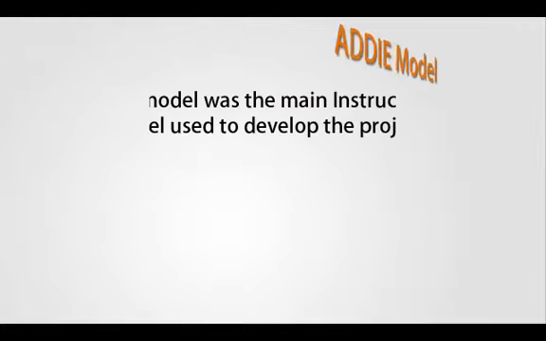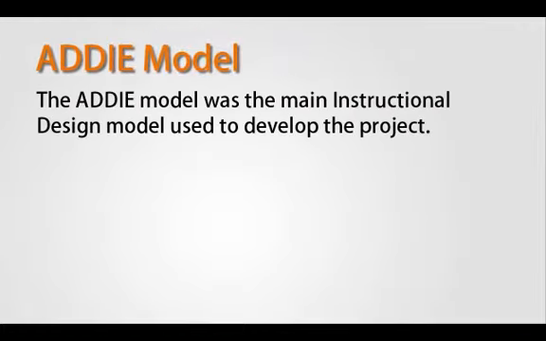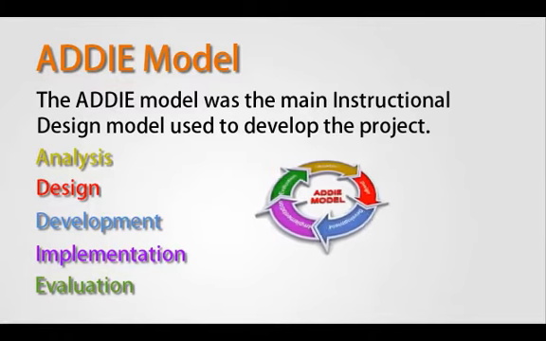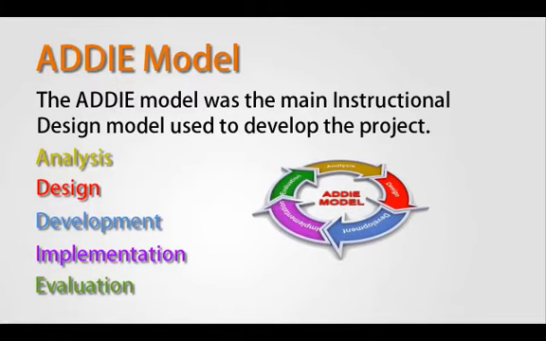The ADDIE model was the main instructional design model used to develop the project. The project was carried out through the 5 phases of the ID model: analysis, design, development, implementation, and evaluation, that had directed the project from the beginning to the end.